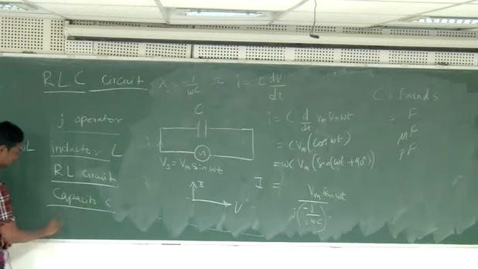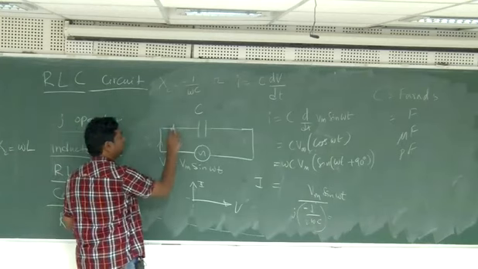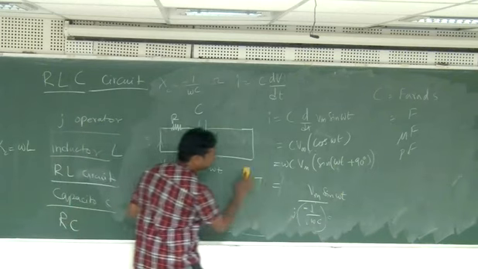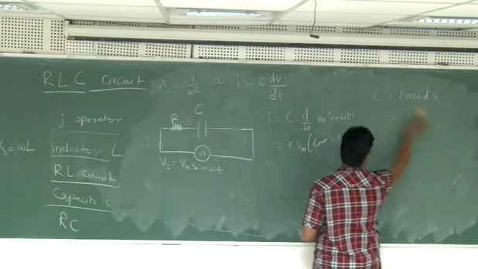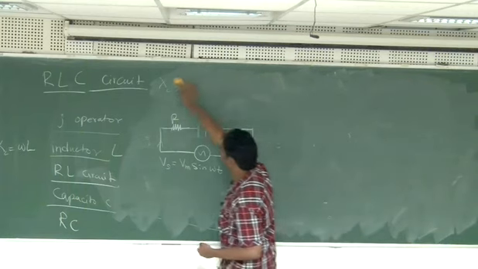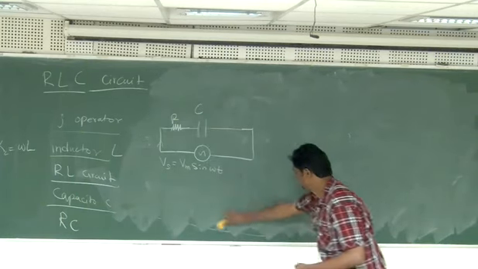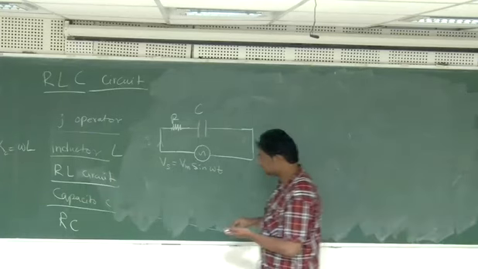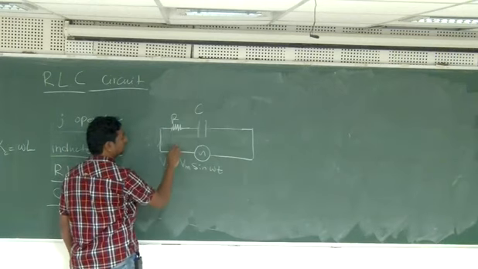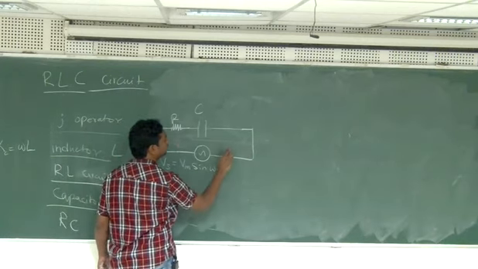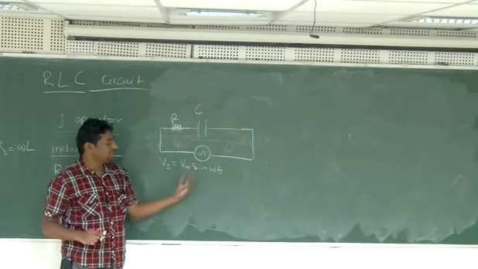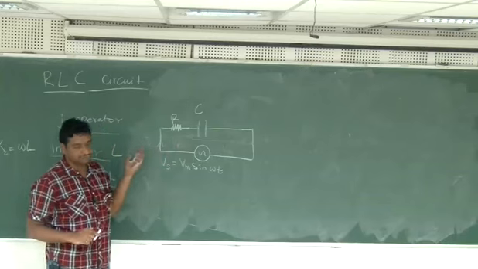Now we can talk about RC. What happens if I introduce R in this? So this voltage is VR, and this voltage is VC: voltage of resistance, voltage of capacitance. VR plus VC is Vs. Now the question again: what is the current?